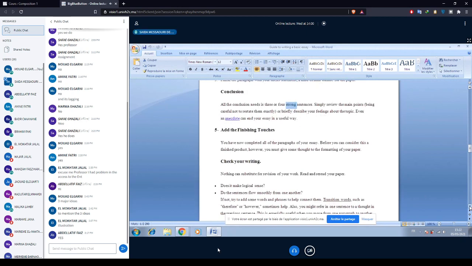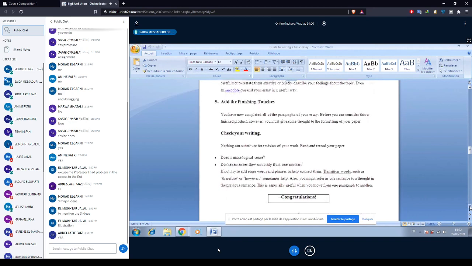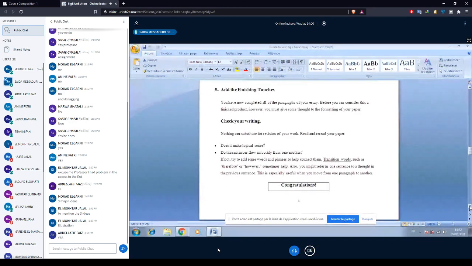Add the finishing touches. You have now completed all of the paragraphs of your essay. Before you can consider this a finished product, however, you must give some thought to the formatting of your paper. Check your writing. Nothing can substitute for revision of your work. Read and reread your work.